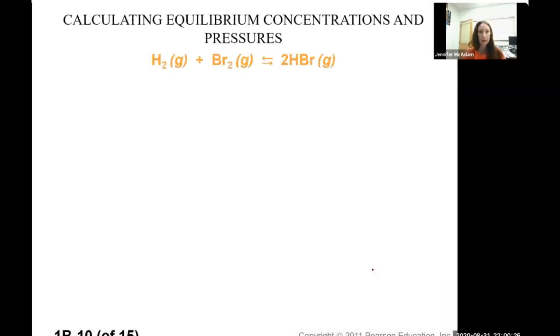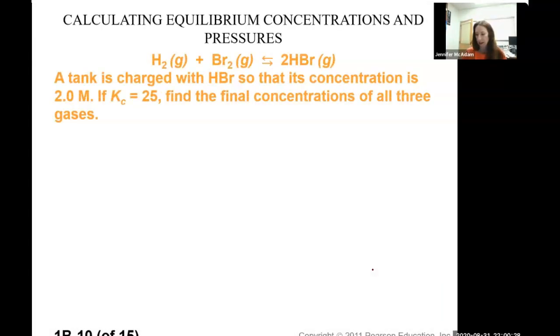Okay, now here's another one. And again, all sorts of different problems are coming at you now. And by the way, you can totally complete all of your equilibrium homework. We've done everything. All right, a tank is charged with HBr, so its concentration is 2 molar. If Kc is 25, find the concentrations of all 3 gases.